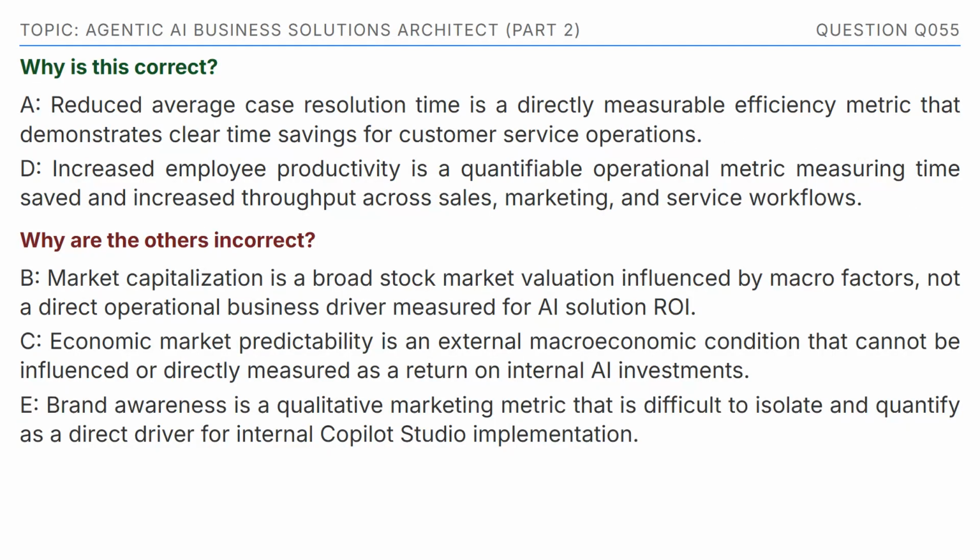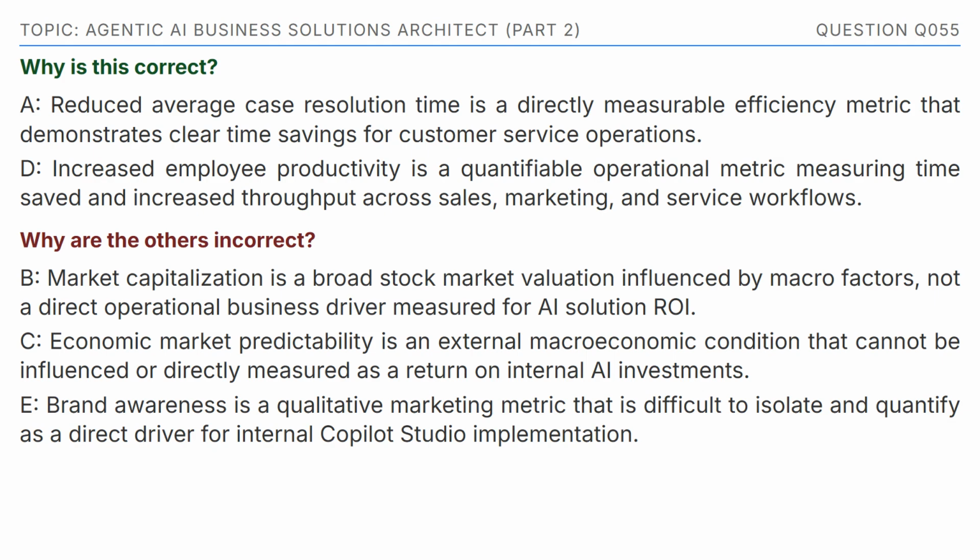Why is this correct? A. Reduced average case resolution time is a directly measurable efficiency metric that demonstrates clear time savings for customer service operations. D. Increased employee productivity is a quantifiable operational metric measuring time saved and increased throughput across sales, marketing, and service workflows. Why are the others incorrect?